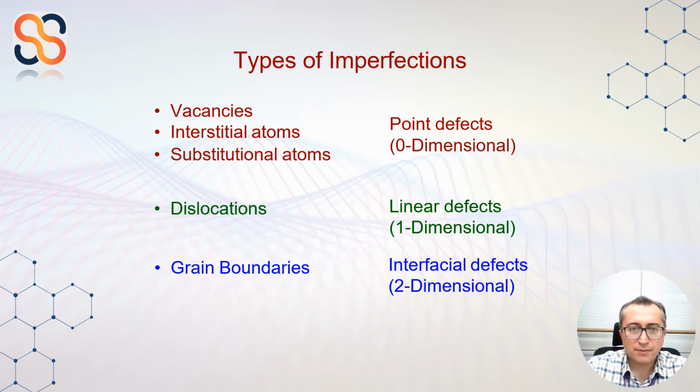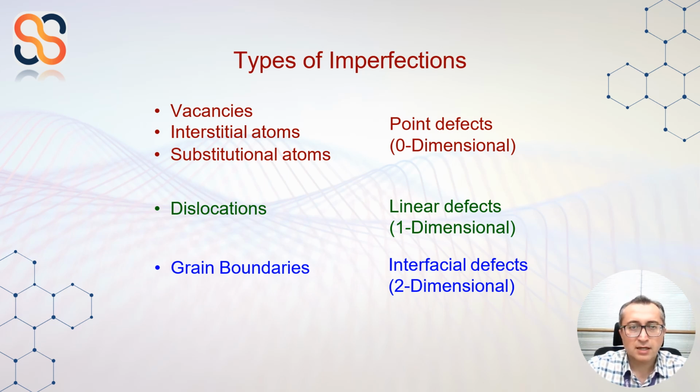These defects happen when an extra atom is squeezed into the spaces between the normal atoms in the lattice. Think of it as an uninvited guest fitting into a crowded room. This can change how atoms interact, which can enhance or reduce a material's strength.